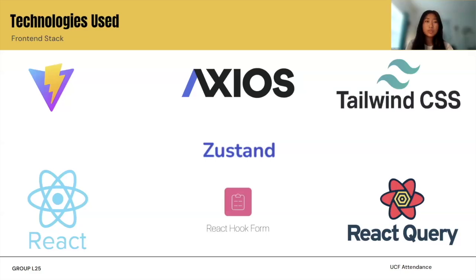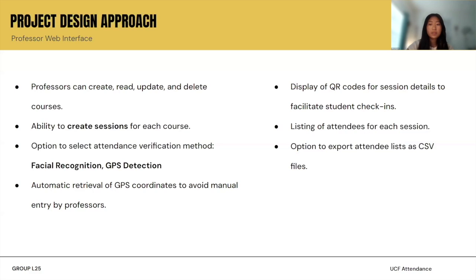The technologies used for the front end consist of Vite, React, Tailwind CSS, React Query, React Hook Form, Zustand, and Axios. Professors can perform basic CRUD functions such as create, read, update, and delete for the courses. They also have the ability to create sessions for each course.